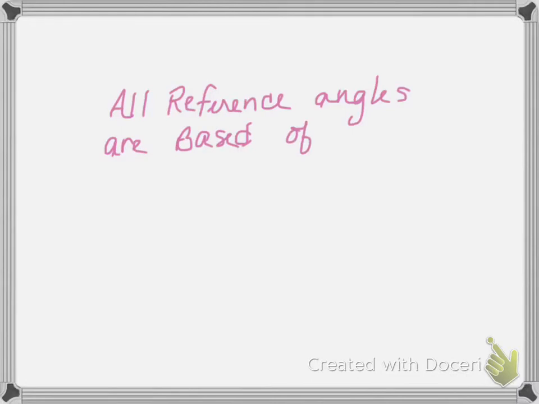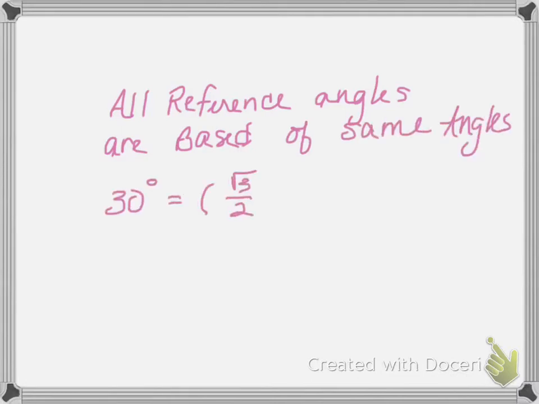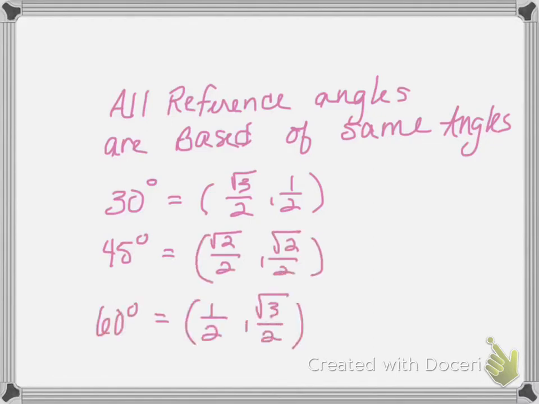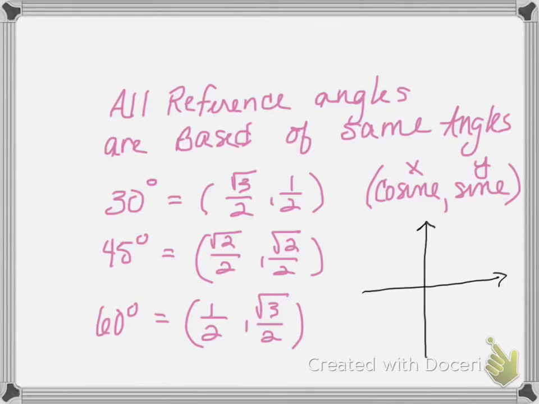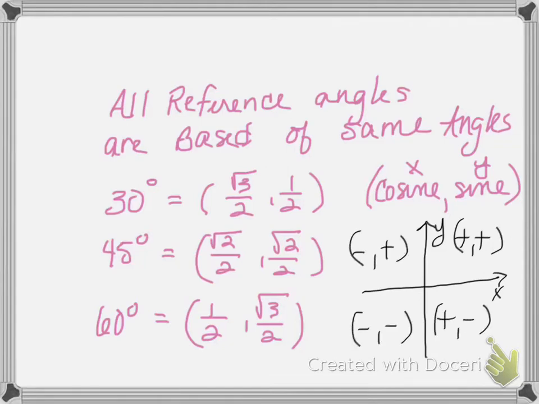So let's look at all the reference angles. They're all based on the same angles, and there it is. The only thing that's going to change are the signs of the X and Y depending on the quadrant. And remember, cosine is with X, sine is the Y value. I remember it because X comes before Y in the alphabet and C comes before S in the alphabet. So that's basically how these will change depending on where your terminal side falls.